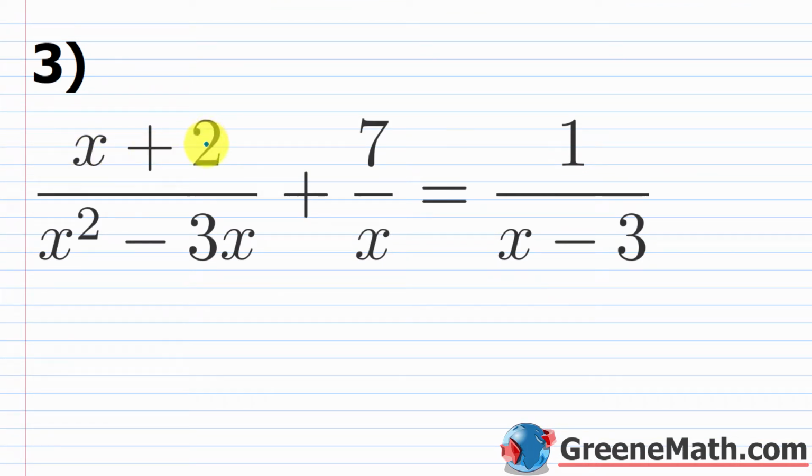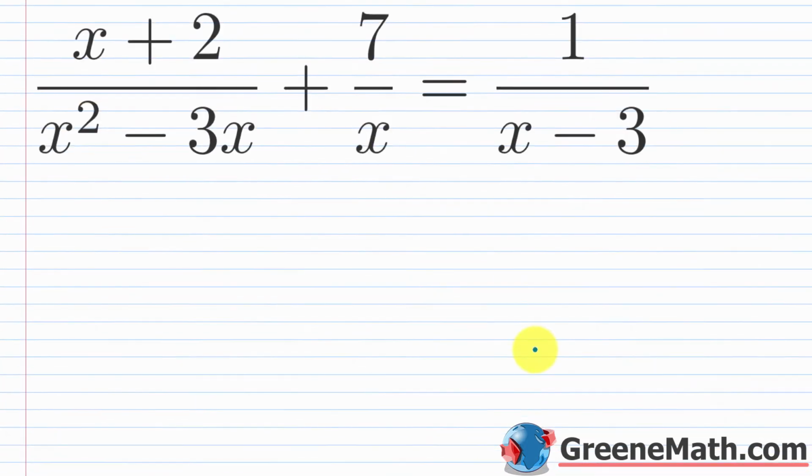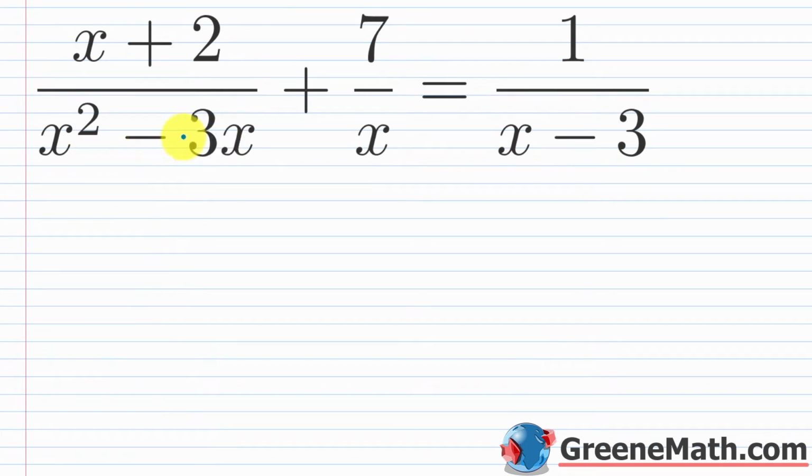So we have x plus 2 over x squared minus 3x, then plus we have 7 over x, and this equals 1 over x minus 3. So the idea is I'm just going to factor this denominator here.